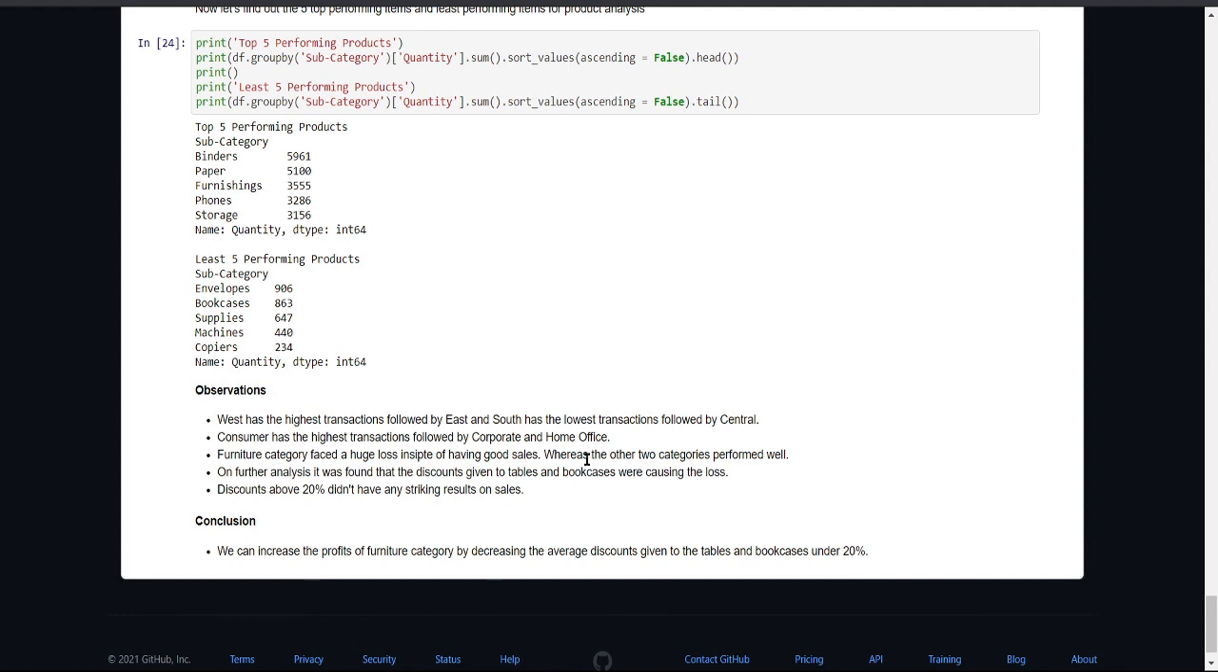On further investigating, we saw that there were two particular subcategories inside furniture which were having a great loss because of the discounts given. And we also saw that there was not enough striking change in the number of sales after 20% discount. So the conclusion we come to from this EDA is that we can increase the profits of the furniture category by decreasing the average discounts given to tables and bookcases to under 20%.